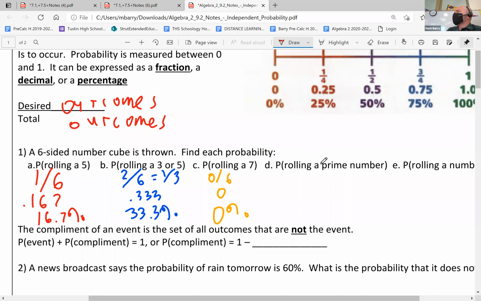All right, next up, we need the probability of rolling a prime number. Now we would have to know between 1 and 6, what are the prime numbers? So the prime numbers here between 1 and 6 are 2, 3, and 5. 1 is actually not a prime number. A lot of people think 1 is a prime number. It's not.